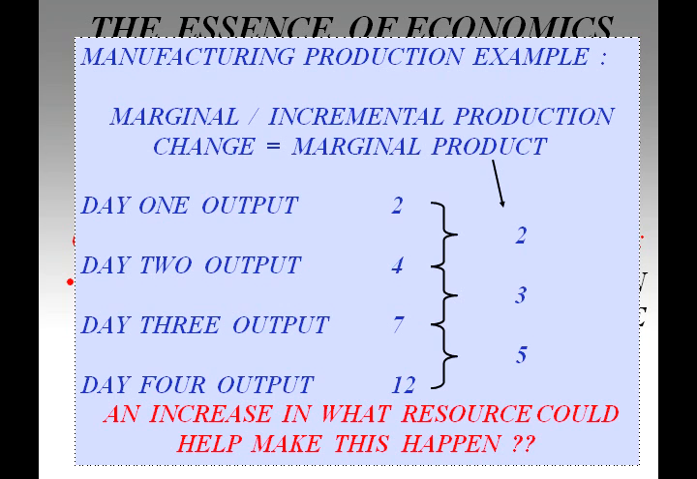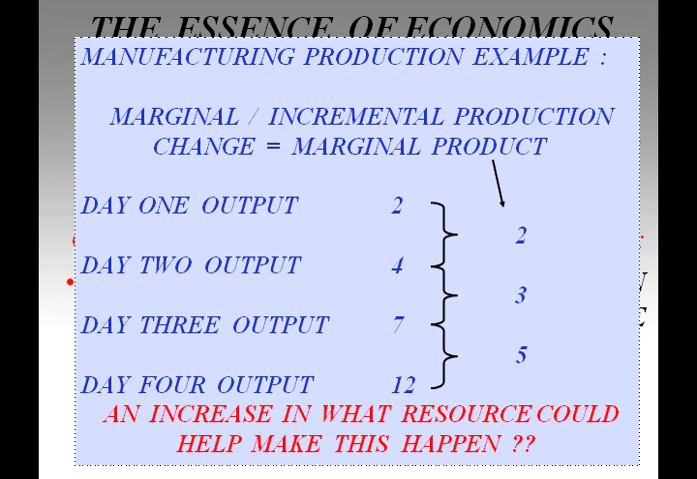Then if you measure from day 2 to day 3, day 3's total output winds up being 7. You have an incremental change of 3, increasing incremental change. And then for completing our illustration from day 3 to day 4, you have an incremental change of 5. So marginal product as a measurement is this measurement of the incremental change in production from one day to another. So the question I have for you is an increase in what resource could help make this happen?